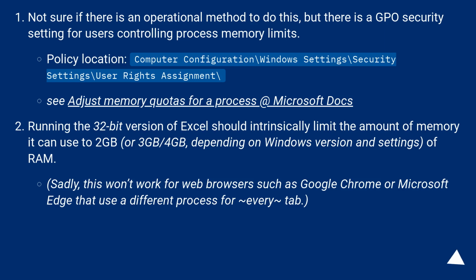Running the 32-bit version of Excel should intrinsically limit the amount of memory it can use to 2 GB or 3 GB/4 GB of RAM, depending on Windows version and settings. Sadly, this won't work for web browsers such as Google Chrome or Microsoft Edge that use a different process for every tab.